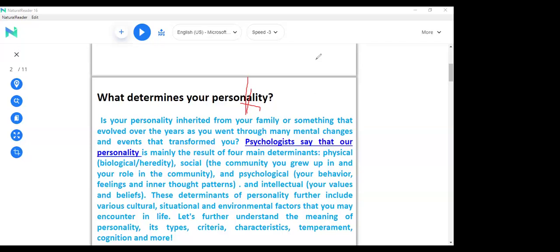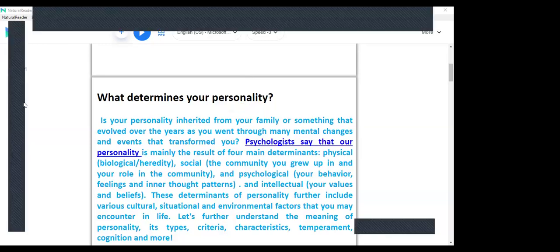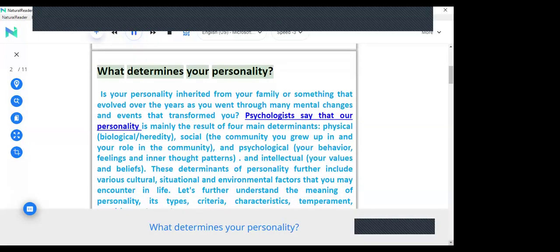Okay. Then, my dear student, I will erase this one. I think it's a bit difficult. Then, say goodbye here and listen. What determines your personality?